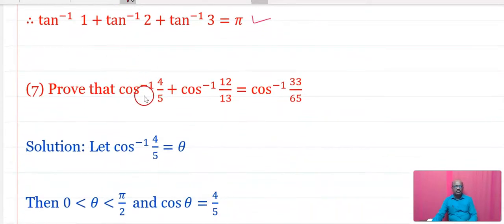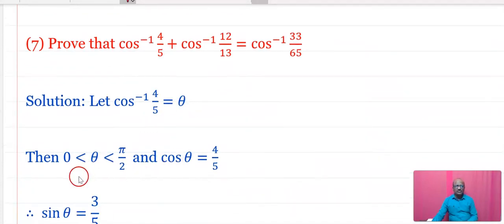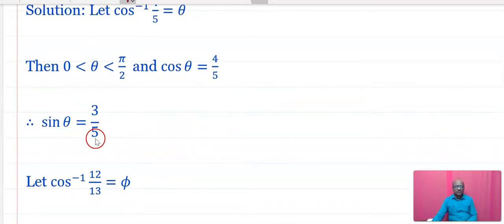Next, prove that cos inverse of 4 by 5 plus cos inverse of 12 by 13 is equal to cos inverse of 33 upon 65. Now here cos inverse of 4 by 5 is equal to theta, suppose that. Now the value of theta lies between 0 to pi by 2, and that's why cos of theta is 4 by 5, sin theta is equal to 3 by 5. Okay. Cos inverse of 12 by 13 is equal to phi.